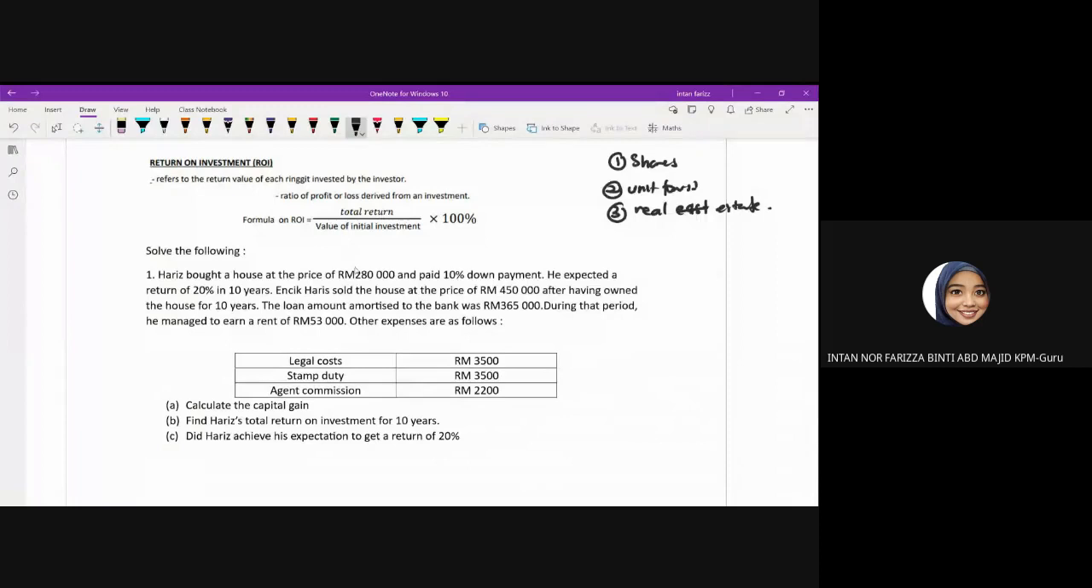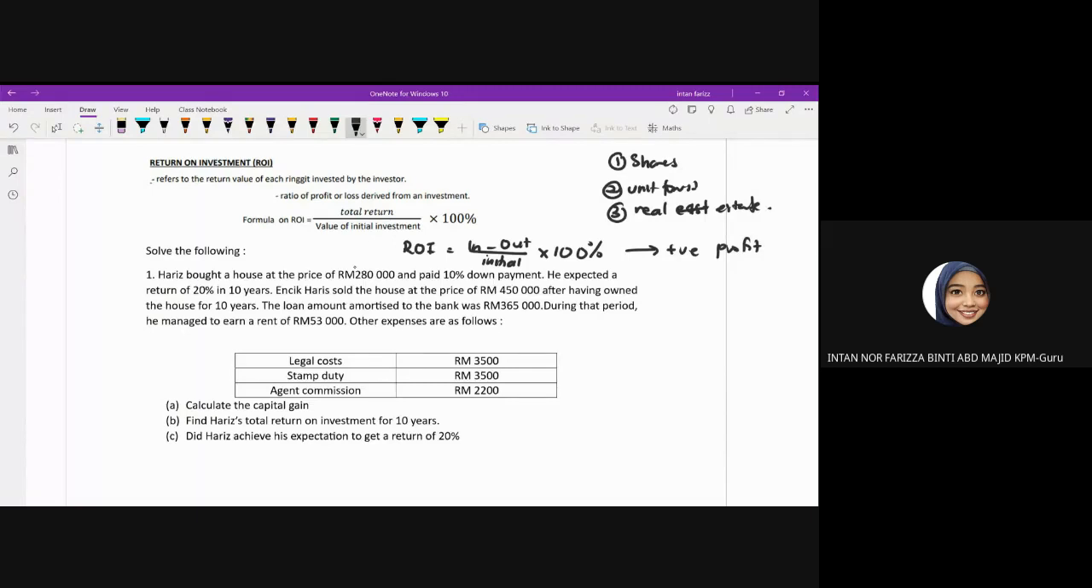When you invest in shares, unit trust, and real estate, of course you expect future returns, and this is how you calculate the return. ROI stands for return on investment. It is total return over the initial investment times 100%. But normally I created my own formula: ROI equals in minus out over initial, times 100%. When you have a positive value, that means you gain a profit.